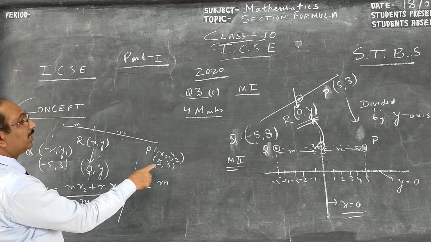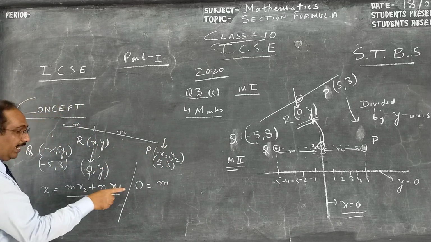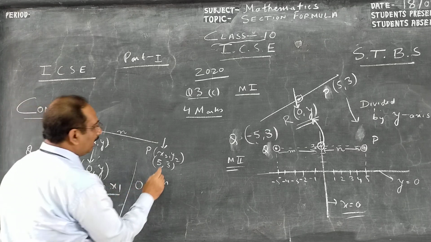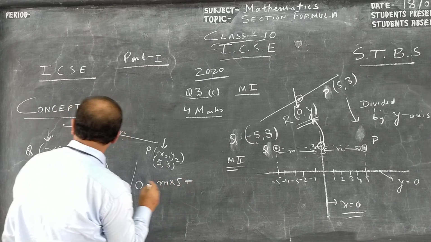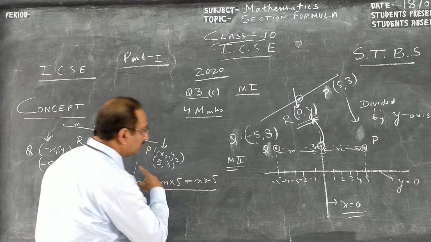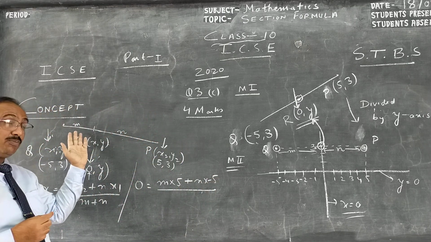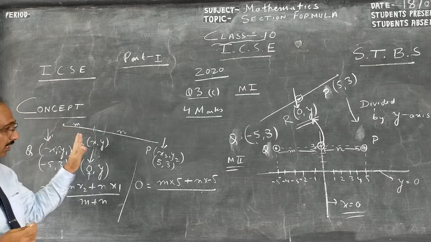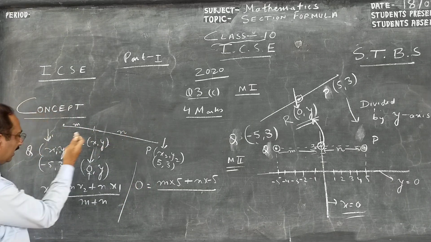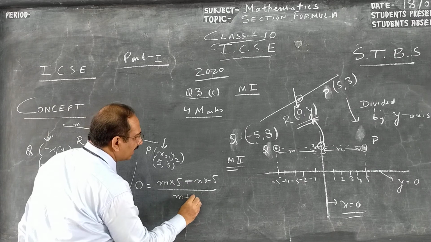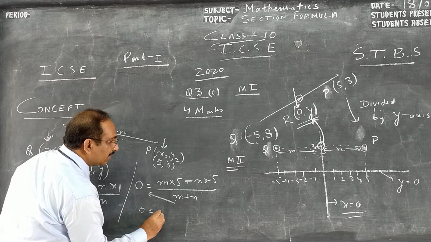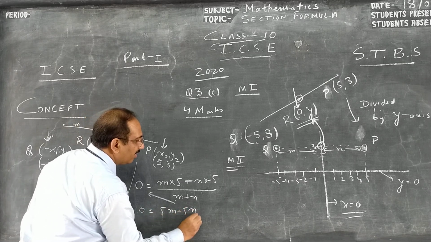So how do we get mx2? What is my x2? See children, 5. When you are finding x, you have to see the first coordinate. mx2 plus nx1, x1 is minus 5. Since this is an internal division, in class 10 you will see one is positive, one is negative. So m into x2 plus n into x1 divided by m plus n. This will come here, anything into 0 is 0. So ultimately you will get, children, 0 is 5m minus 5n.